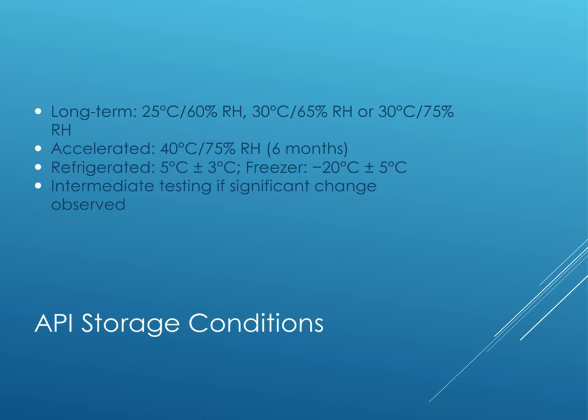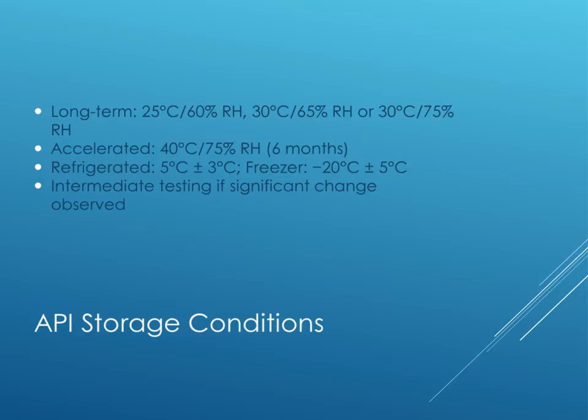Now, on to storage. You need to test APIs under long-term and accelerated conditions appropriate for the market. Long-term, 25 degrees Celsius per 60% RH, 30 degrees Celsius per 65% RH, or 30 degrees Celsius per 75% RH. Accelerated, 40 degrees Celsius per 75% RH for 6 months. If there's a significant change during accelerated testing, meaning the API fails spec, you must conduct intermediate testing at 30 degrees Celsius per 65% RH.